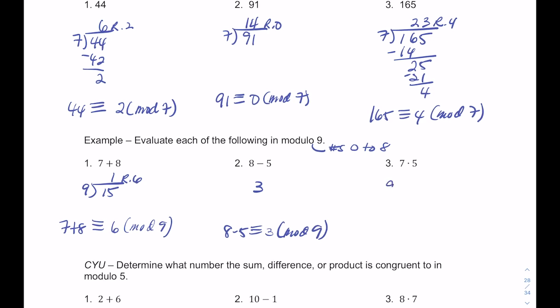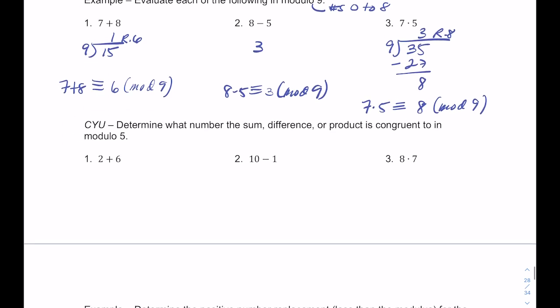So I'm going to divide 9 into 35, and we know that 4 is too high. 3 times 9 gives me 27, and when I subtract those, I get 8, which is the highest remainder you can get. So I know 7 times 5 is congruent to 8 modulo 9.